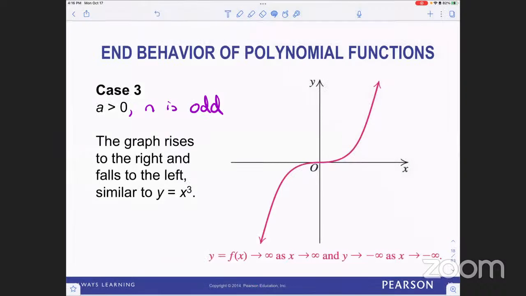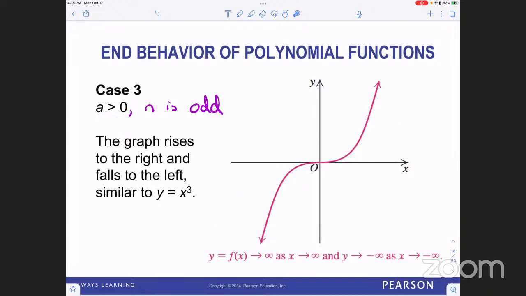Okay. So we saw two cases where n was even. So this third case is the first one where n is odd. So again, we just said that when the leading coefficient is positive, our graph goes up to the right. But when the degree of our polynomial is odd, that means the other side does the opposite. So if we're going up to the right, that means we're going to go down to the left.